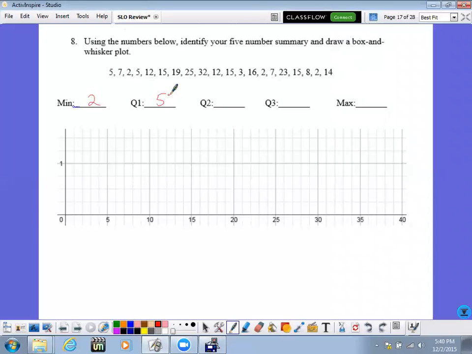2, 5, 12, 15.5, and max of 32. There's my 5-number summary.